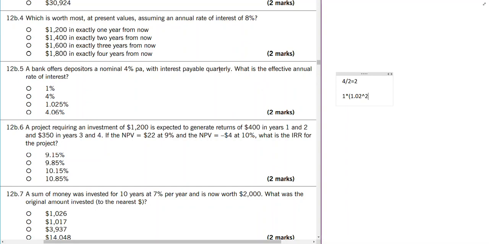If it is given quarterly, divide by 4, it will be 1% per quarter, and we have 4 quarters, so 4 periods. So 1 will grow to 1.0406. This growth is the interest. So 4.06%, which is D.